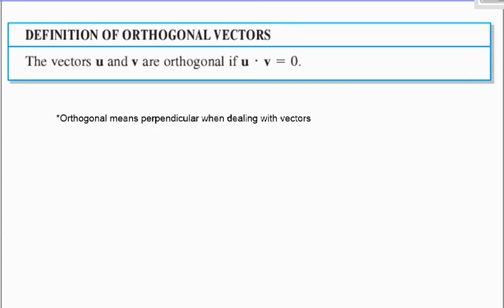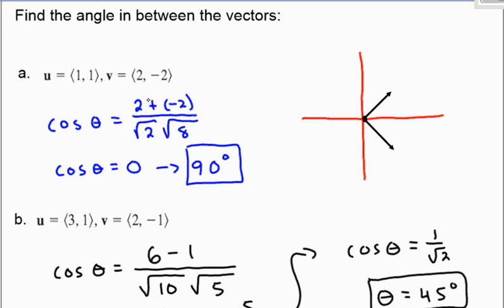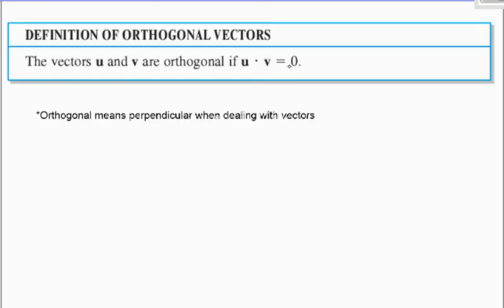Now, definition of orthogonal vectors. Two vectors are called orthogonal if their dot product is 0. Orthogonal means perpendicular when dealing with vectors. And you guys look at this: when we did this problem right here, the dot product turned out to be 0, and the vectors had an angle of 90 degrees in between them. They were perpendicular. So whenever the dot product turns out to be 0, two vectors are perpendicular. But when we talk about vectors, we say orthogonal.